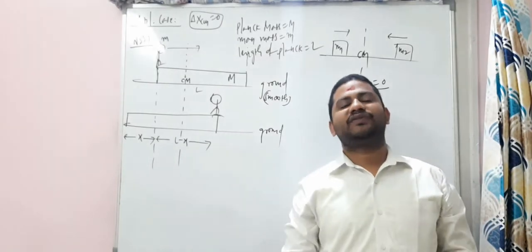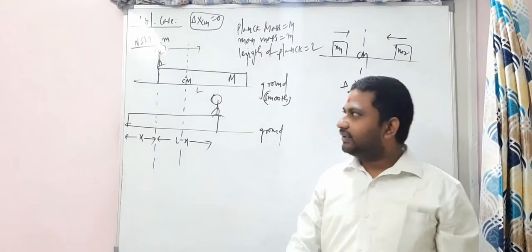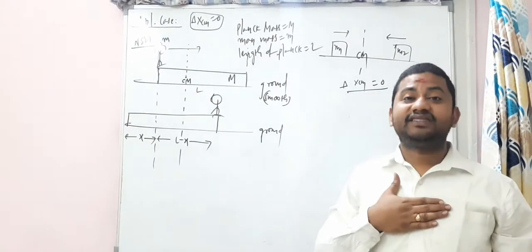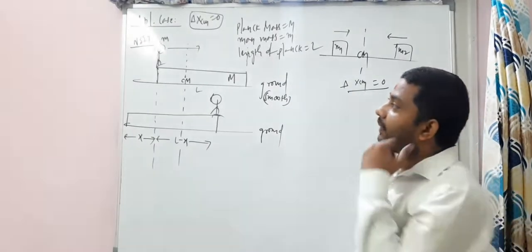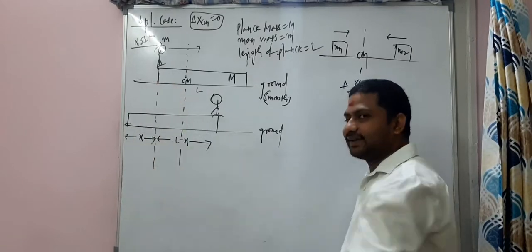Where most of the students feel difficulty in this case, here there is no difficulty. What is the distance travelled by the man with respect to us? Pause the video and write the answer. The distance travelled by the man with respect to us is simply L minus X.